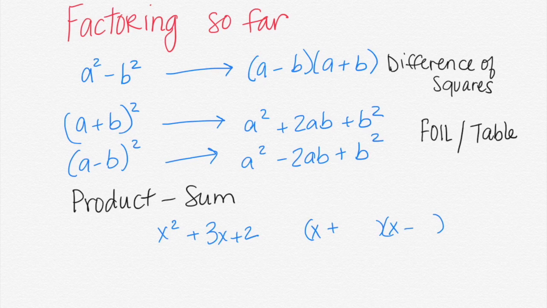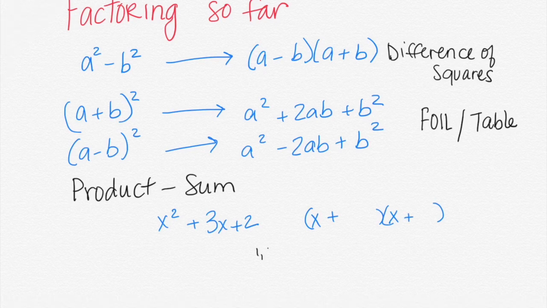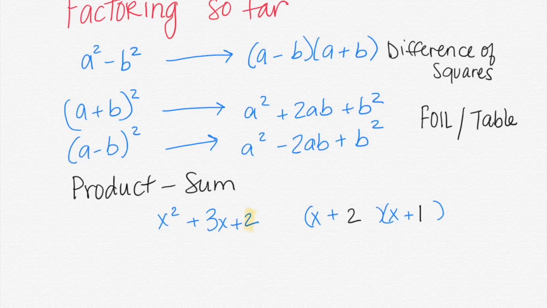So for example, in here you have an example with numbers. My last term is 2, so my factors of 2 would be 1 and 2. If I multiply them together, I get 2. If I add them together, I get 3. And that's how I can factor out this trinomial. That is the product sum theorem, where the factors are going to multiply to 2, and they're going to add up to 3.